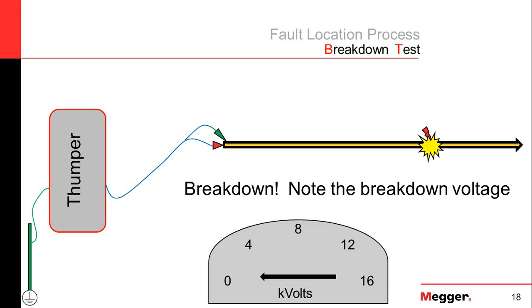You do your breakdown test, and it says you have breakdown at 3.5 kV, then even though that cable is a 25 kV class cable, maybe it normally runs at 19.9 phase to ground, we only need 4 or 5 kV to break it down. We would probably run our thumper at 6, 7, 8 kV, just a couple kV above breakdown.